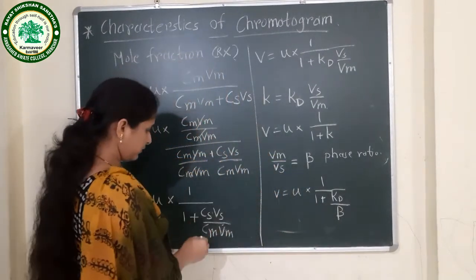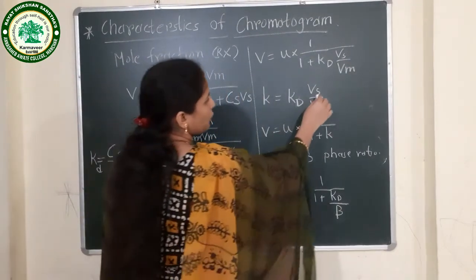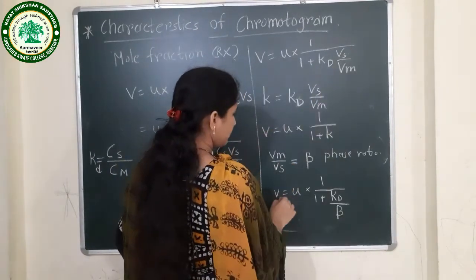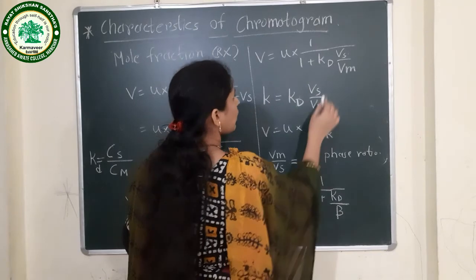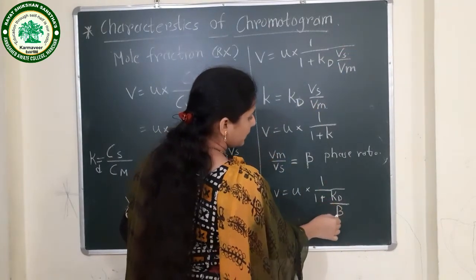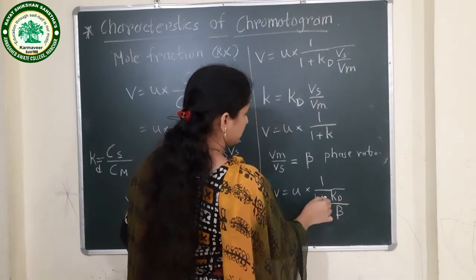As in our equation, here is Vs upon Vm. See here, Vs upon Vm. But beta, the phase ratio, is what? Vm upon Vs. That's why we are taking beta at the lower side.